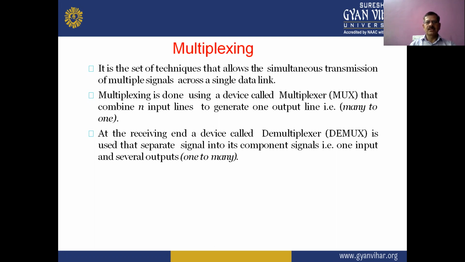Multiplexing is done using a device called a multiplexer, or mux, that combines n input lines to generate one output line, or many to one, or many signals converted into one signal. At the receiving end, a device called a demultiplexer, or demux, is used that separates the signal into its component signals: one input and several outputs, or one into many, one signal converted into many signals in the demultiplexing process.